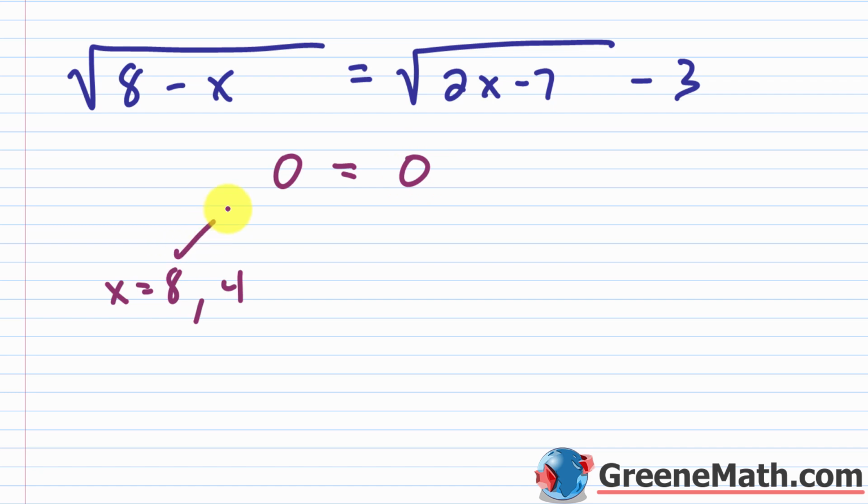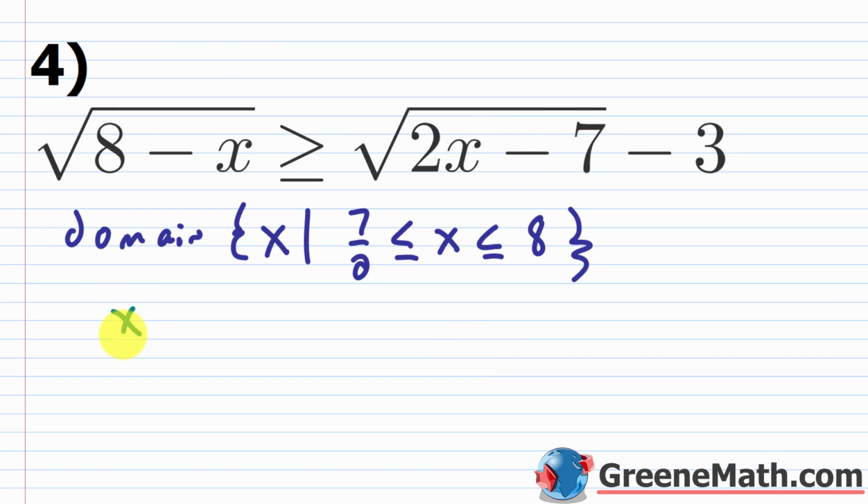So this one works. 4 does not work. So here you have 8 minus 4, which is 4. Square root of 4 is 2. And this should be equal to 2 times 4 is 8. 8 minus 7 is 1. The square root of 1 is 1. And then 1 minus 3 is negative 2. So this solution here of x equals 4 is extraneous. So we're going to reject that one. So we just want this x equals 8.